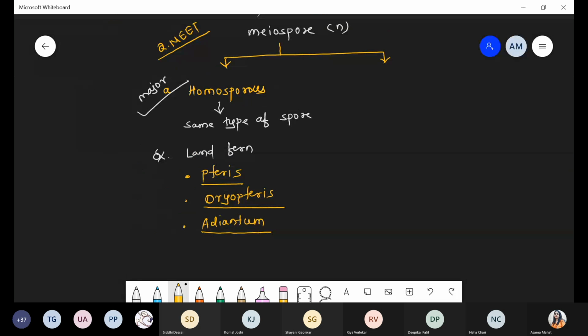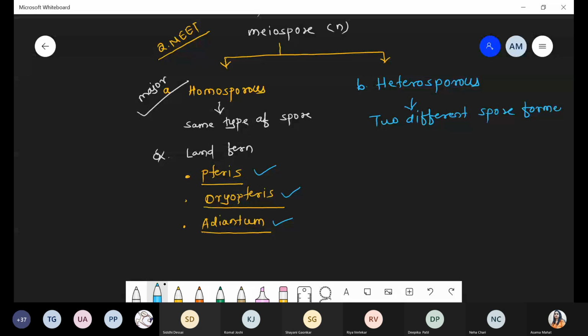Okay. Now another condition: in a few pteridophyta, there is a formation of heterosporous condition also. There is a formation of which condition? Heterosporous. And what is the meaning of heterosporous? Hetero means what? Two different spores get formed. Simple meaning is two different spores get formed. Such a condition is called the heterosporous condition. And from this point of view, clearly we are talking about examples. Here the examples will be aquatic fern. So we are taking a few examples of the aquatic fern.